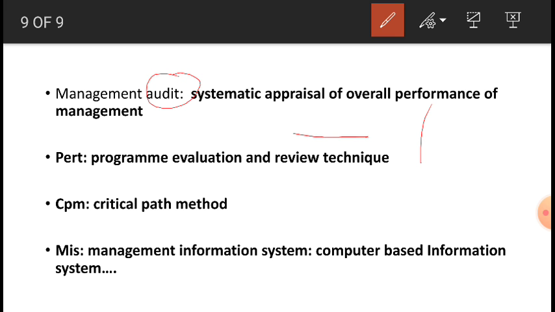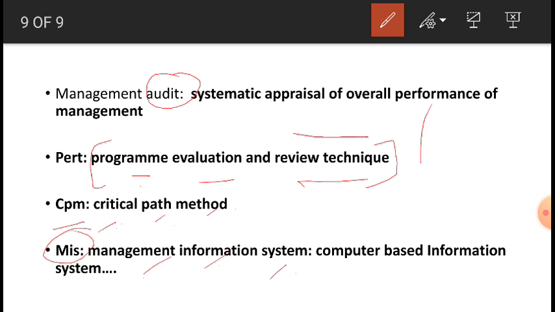Yes, okay. Next one is, you should write the full form of PERT, program evaluation and review technique. This much only if you write is enough. It's a 1 mark question. PERT full form, program evaluation and review technique. And the CPM, what is the full form of CPM? Critical path method. You should just write critical path method. Yes. Next, what is the full form of MIS? You should write management information system.